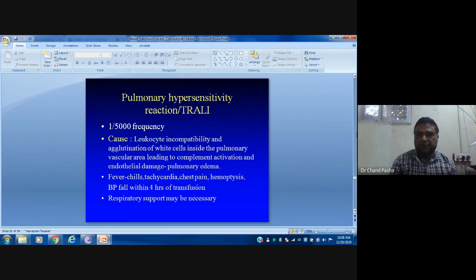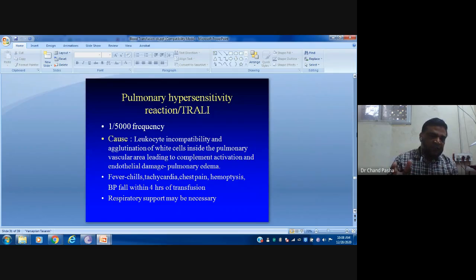Pulmonary hypersensitivity: 1 in 5000 is the frequency. Here there is leukocyte incompatibility and agglutination of white cells inside the pulmonary vascular area, leading to complement activation and endothelial damage, which leads to pulmonary edema. Leukocytes here means WBC, which are there in the lungs. The lungs take the blood for gas exchange, where the WBC which do not match will react. They will react with antigen-antibody and get precipitated over there.